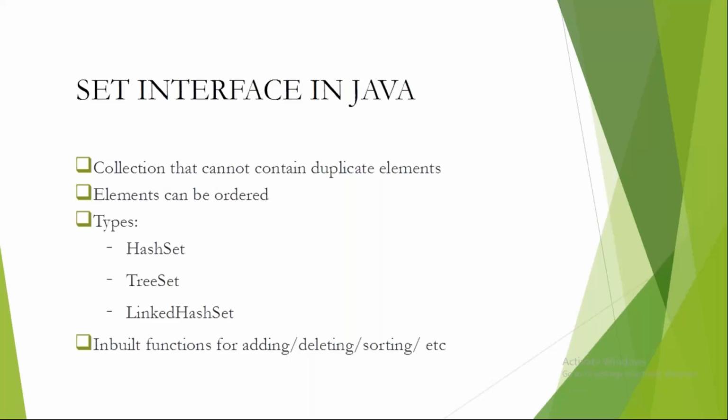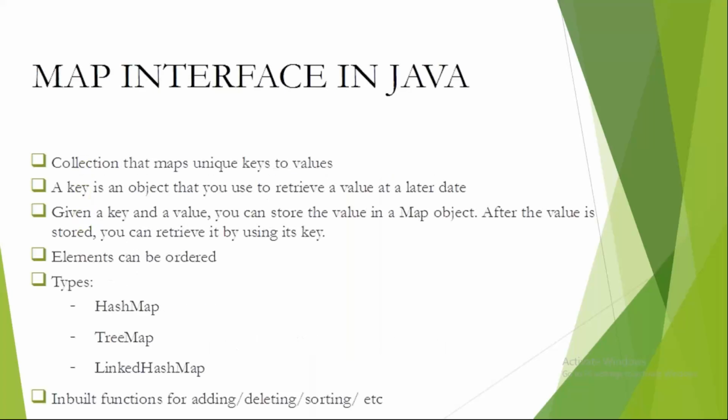Again, elements can be ordered. There are three types: hash set, tree set, and linked hash set. And we have inbuilt functions for adding, deleting, and sorting.